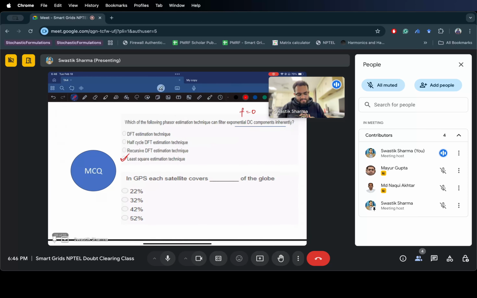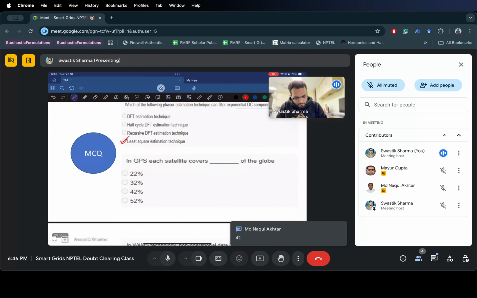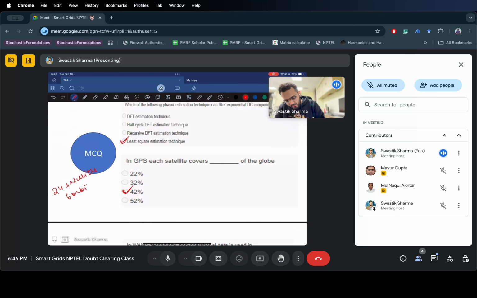Next, in GPS, each satellite covers dash of the globe. So this is also numbers. Yeah, 42. And how does it come? We have 24 satellites in 6 orbits for GPS, and this orbit is around 10,000 miles above. Each satellite covers 42% of geographical area.